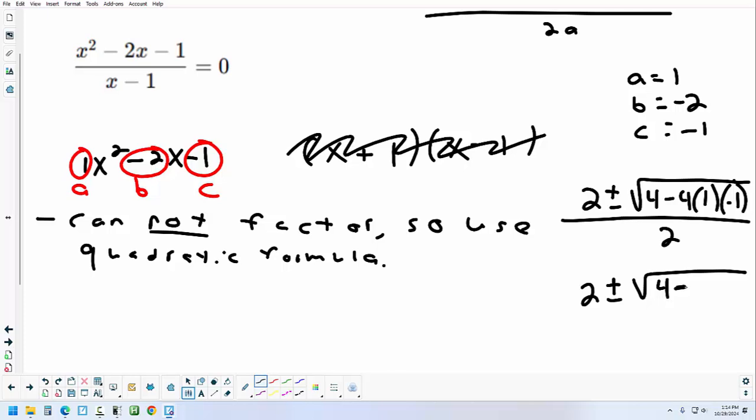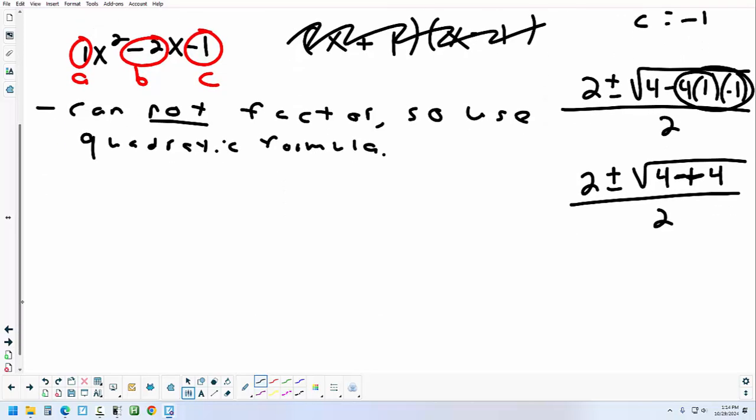So let's copy down that 4 minus. And now let's do this part out. 4 times 1 times negative 1 is negative 4. But when you subtract a negative, what happens? It comes out positive. That's going to become positive. So what do we have under the square root now? 8. 2 plus or minus square root 8 over 2.